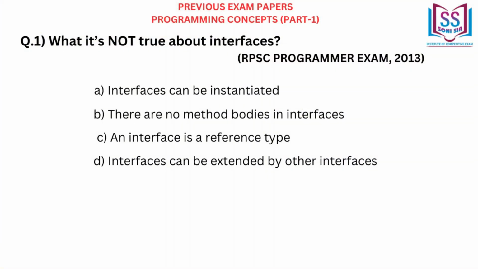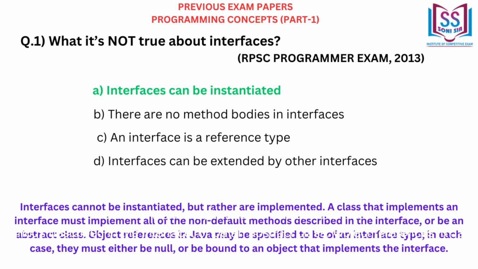What is not true about interfaces? A. Interfaces can be instantiated. B. There are no method bodies in interfaces. C. An interface is a reference type. D. Interfaces can be extended by other interfaces. Correct answer: A. Interfaces can be instantiated.